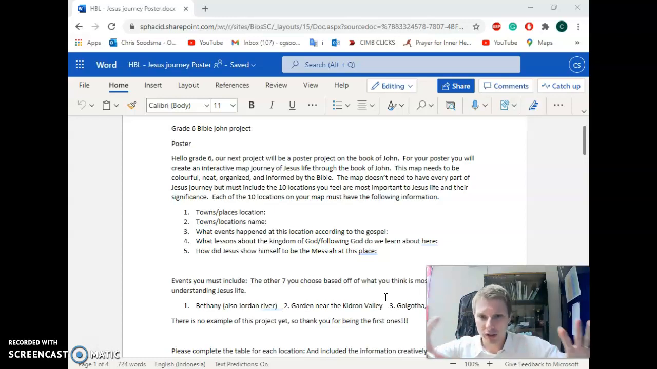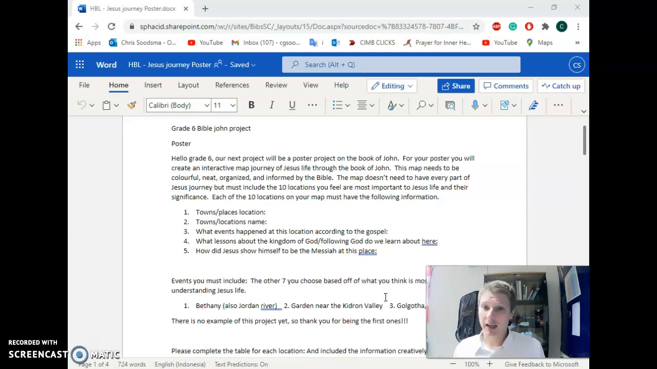Maybe it's a map of the entire Judea province or a road that goes to different cities or different places, but it has to be laid out like a map, and on this map you need to have 10 locations. These locations are places that Jesus stopped along the way. 10 important places that Jesus stopped along the way as he was doing his ministry, as he was going to the cross, as he died on the cross, as he rose again. Basically, if it's part of the gospel, it's allowed to be one of the 10 locations.